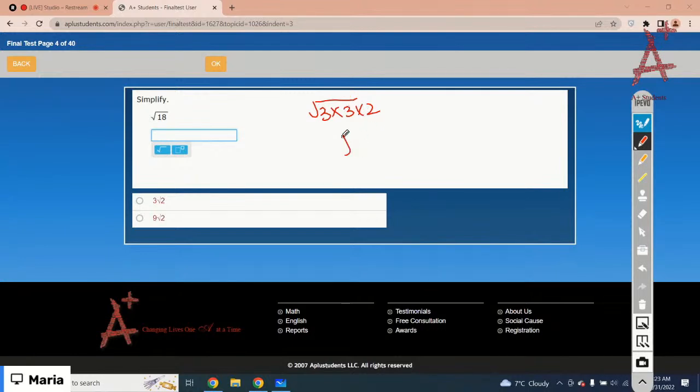So you can write them as 3 square times 2. Got it? You can then write them as 3 square times square root 2. The square and the square root cancel out each other and you're left with 3 square root 2. Got it? So the correct option is option number 1. Just select the correct option, then click on the OK button. That would be 3 square root 2.